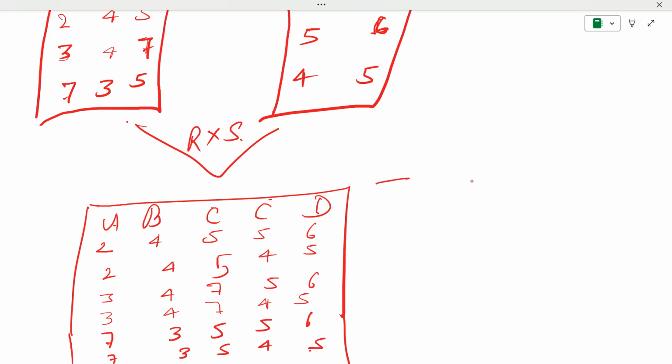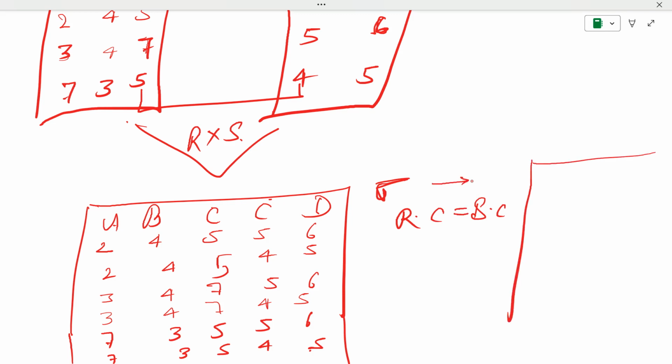Now we are applying a predicate condition that the common attribute between these two, that is the C attribute, has to be equal. That is, R.C equals S.C. After applying this condition, we are left with this relation with A, B, C, and D. So if 5, 5 is common here, then here it is 5, 5 common.